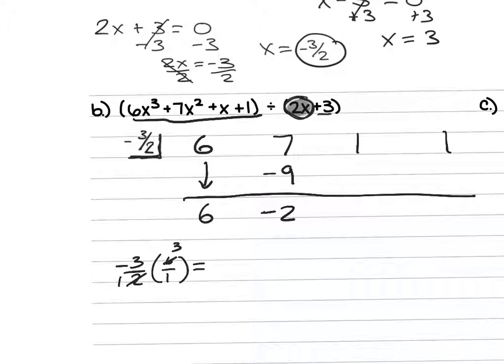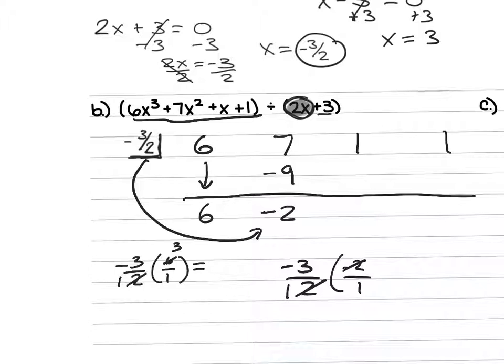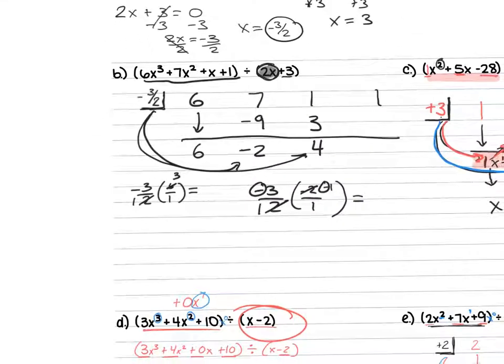Okay, now I'm going to do negative 3/2 times negative 2. 2 goes into 2 once. 2 goes into negative 2 negative 1 times. What does this work out to be? Positive 3, because a negative times a negative is a positive. 3 plus 1 is 4. And now we're going to do negative 3/2 times 4.